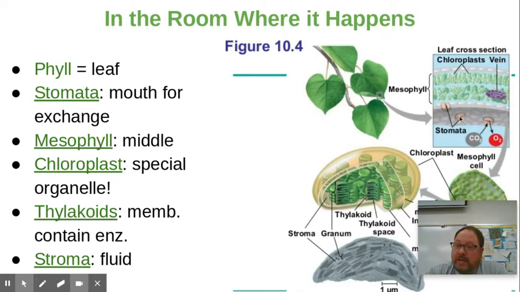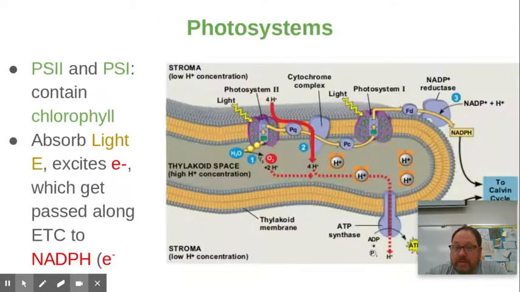So if we look at a leaf here, remember on the underside, it's got these stomata, these little mouths that open and close. The stomata let oxygen out, water out, and CO2 in. Okay, so those three gases pass through the stomata.